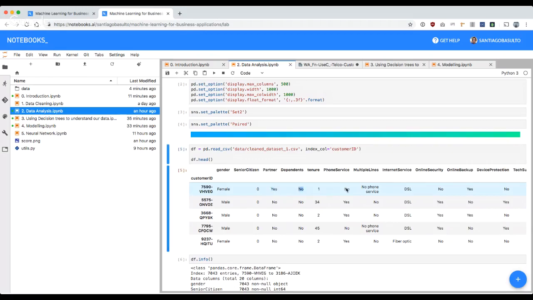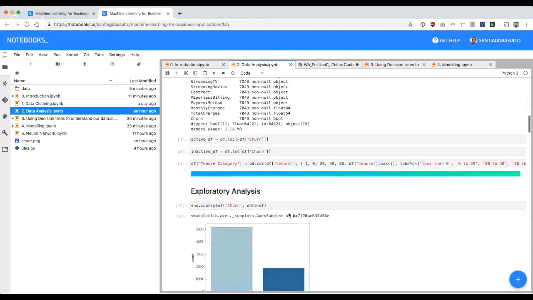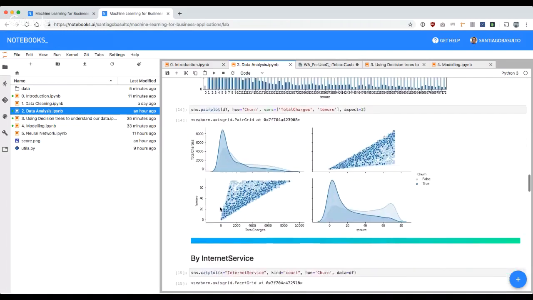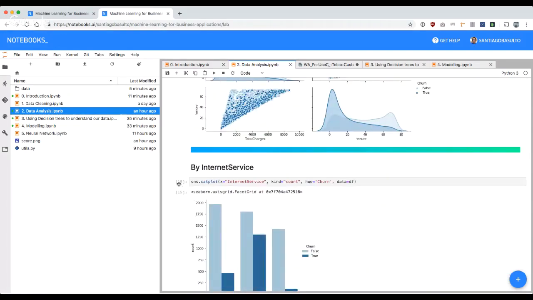Do they have dependents? Do they have phone service? Yes, no. What type of multiple lines they have, et cetera. What type of internet service they have. So in that case, it's a little bit more difficult to do this sort of analysis, at least correlation analysis.